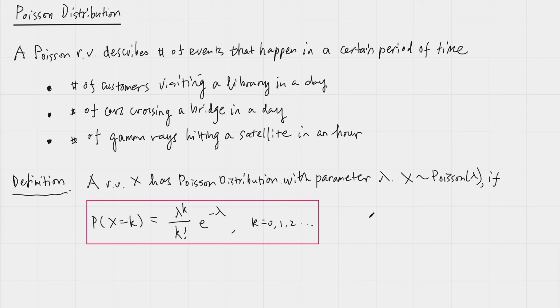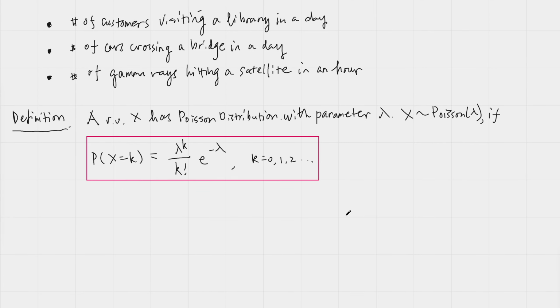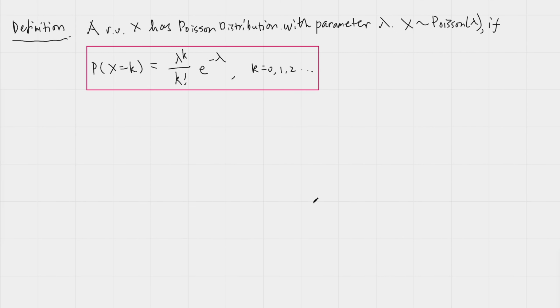First, let's verify that this probability is indeed a probability mass function. In other words, we want to show that the summation of these probabilities is 1. The summation from k equals 0 to infinity of the probability X equals k is equal to the summation from k equals 0 to infinity of lambda to the k divided by k factorial times e to the negative lambda.